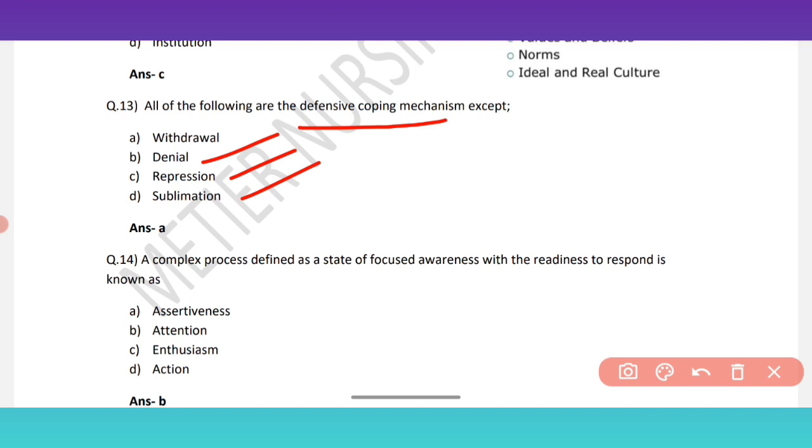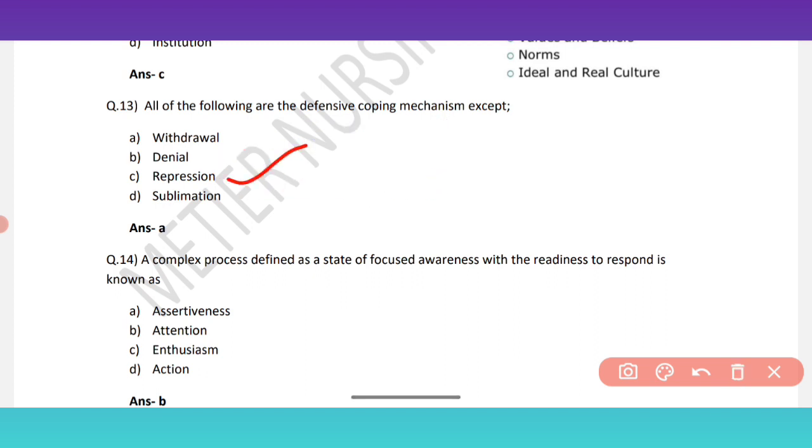Let me give some examples. Denial means not accepting a particular situation. For example, suddenly a patient is diagnosed with cancer and this information reaches the patient. At that time the patient will not accept that he is having cancer. After some time he will realize and accept. First, in the beginning, he will not accept. This is called denial.